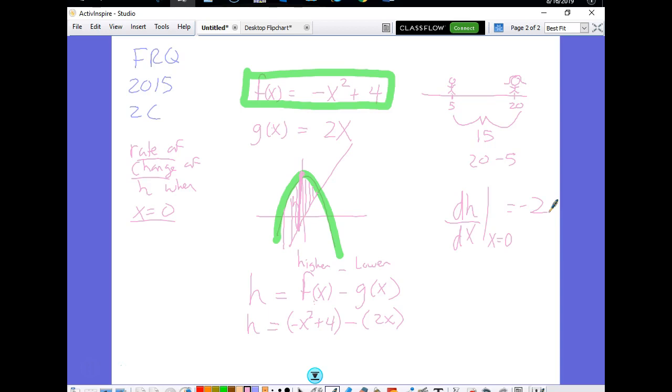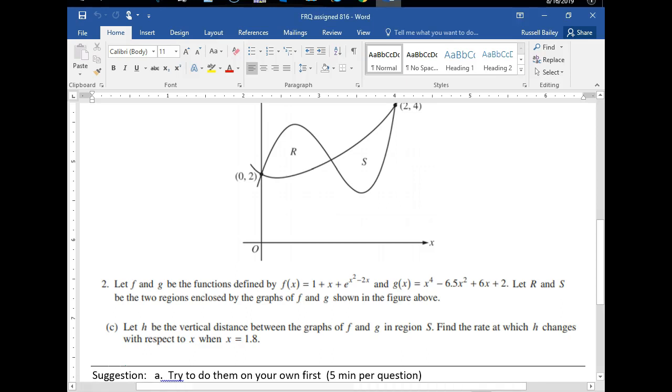So what did we have to do here? Well, I taught you guys basically that when you're doing this problem here, they said that we are in the region of S, so it's going to be whatever this function is minus this function that represents the distance between them. And once you create that difference function, you're going to find the derivative of that with respect to x at that value of x. And that will tell you the rate at which the distance is changing.